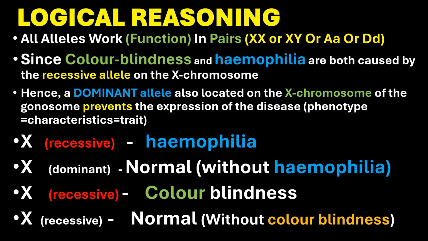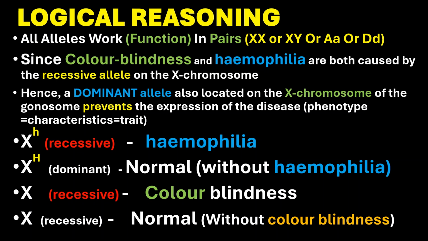So here we have X, and for it to be hemophilic, it must be recessive. Now we have another X, and this time it's normal, meaning without hemophilia. It won't give you hemophilia. That is it. So in exams, they won't give you the dominant one. They only give you the recessive.